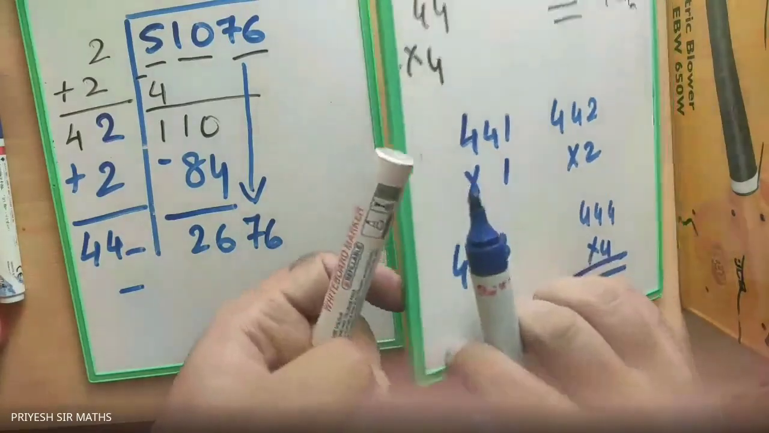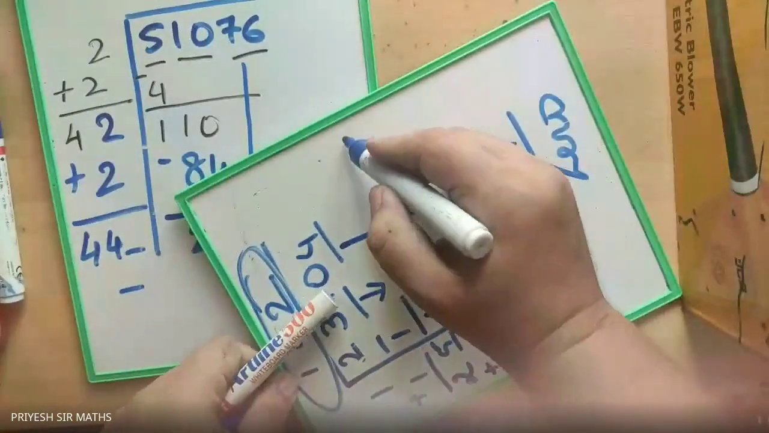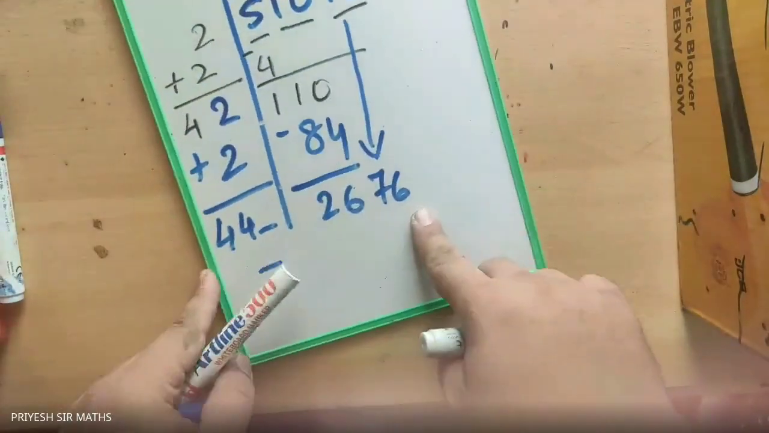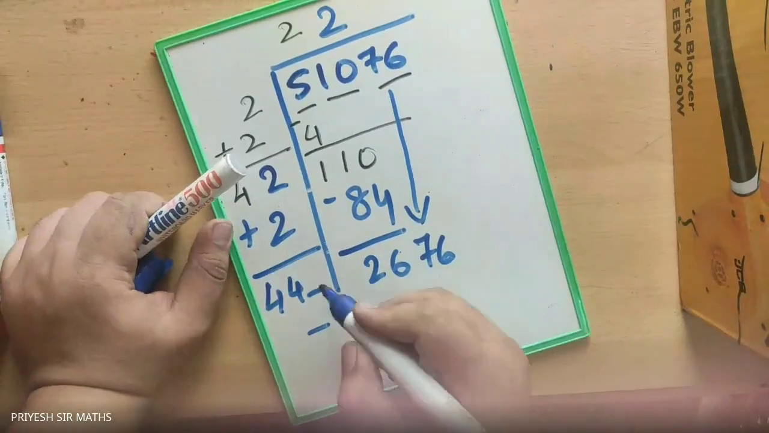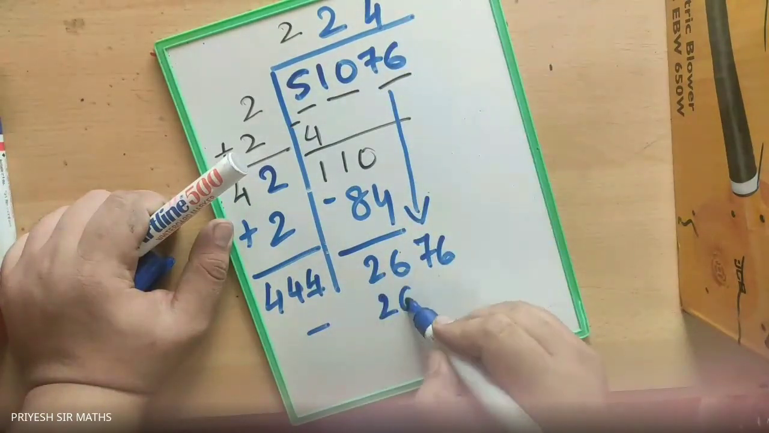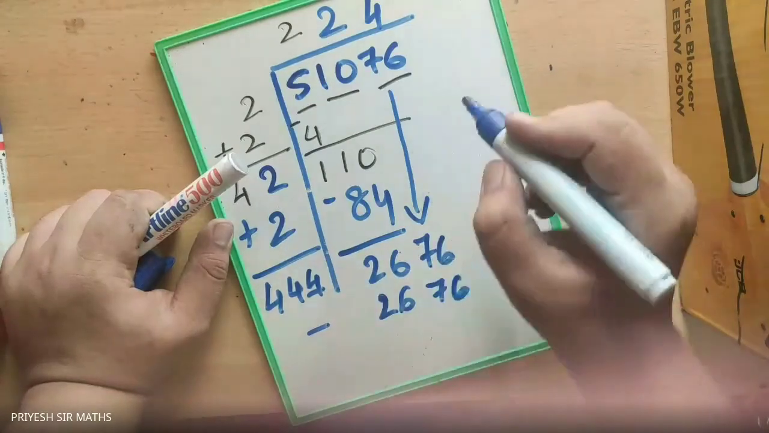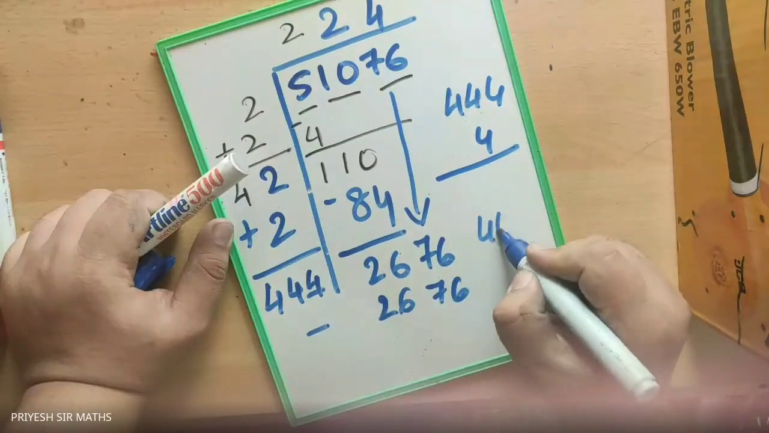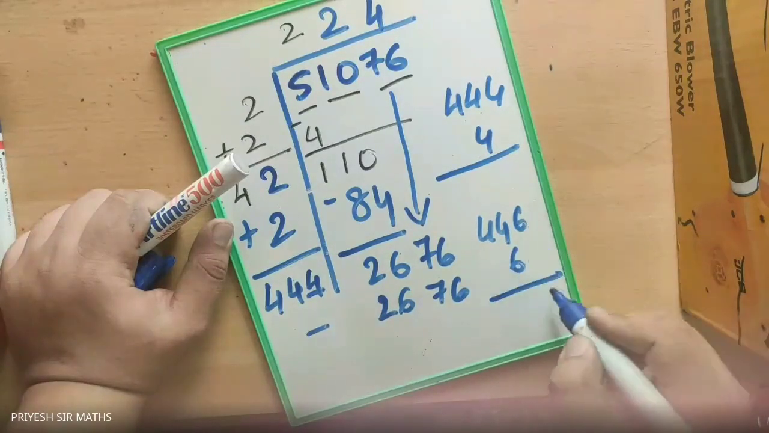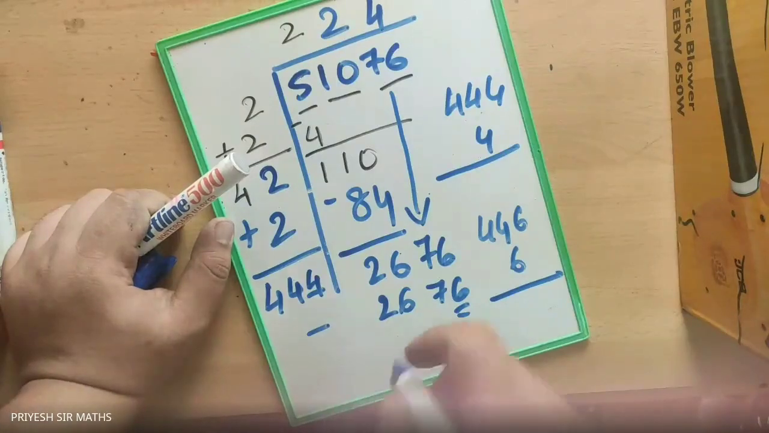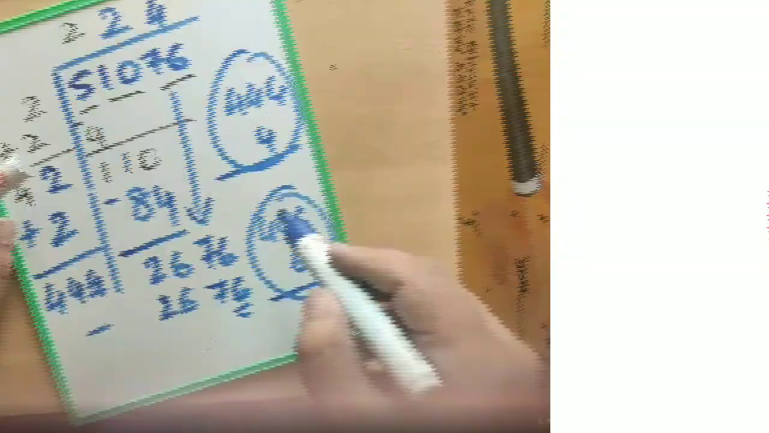How? We can try also. 444 multiplied by 4. What do you get? You will get this. So you can write over here, 444 fours are 1776. Don't get mistaken. 444 fours or 446 sixes are, both have 6 at the unit place. So every time you have to check which number will come, this or this.